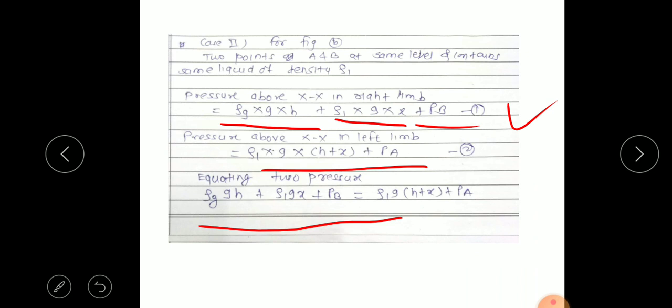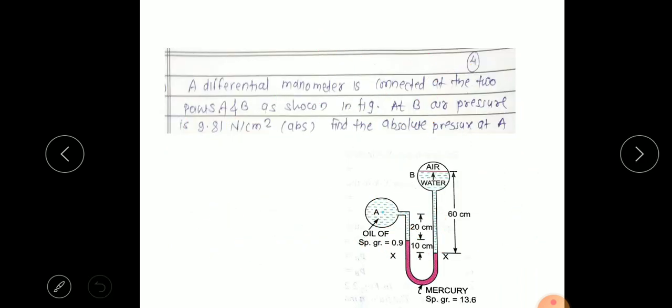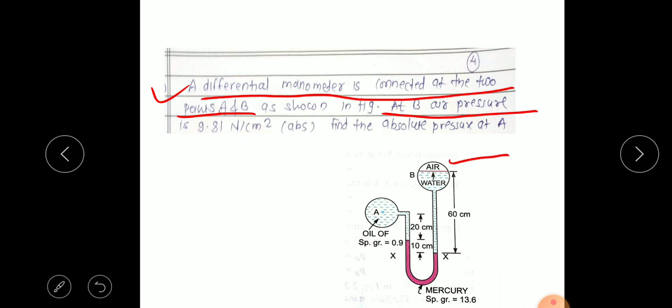Next we consider a numerical on this. A differential manometer is connected at the two points A and B as shown in the figure. At point B, the air pressure is 9.8 Newton per centimeter square absolute. Find the absolute pressure at A. So at point B the air exerts a pressure of 9.8, which is given. We have to find the pressure at A.